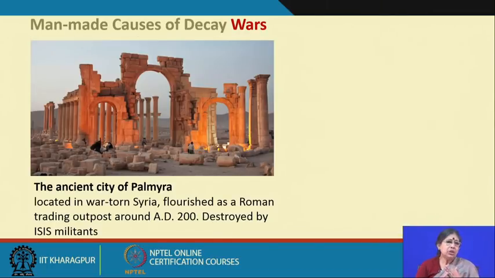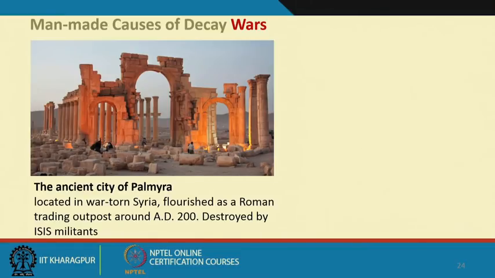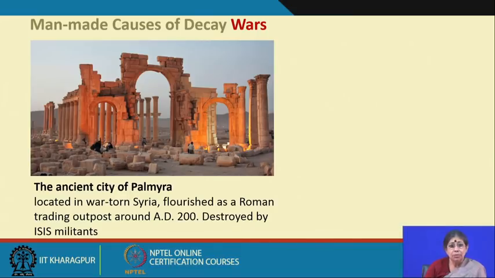Now, it is not only war. We must understand that these heritage sites, which are symbols of unity and peace, also become a symbol of something to attack. This is what we have recently seen in Palmyra, located in war-torn Syria, which flourished as a Roman trading fort in AD 200. It was destroyed by ISIS militants. It was purposely destroyed because of its symbolic value. It was a symbol of something which they destroyed, and this is something we must understand.